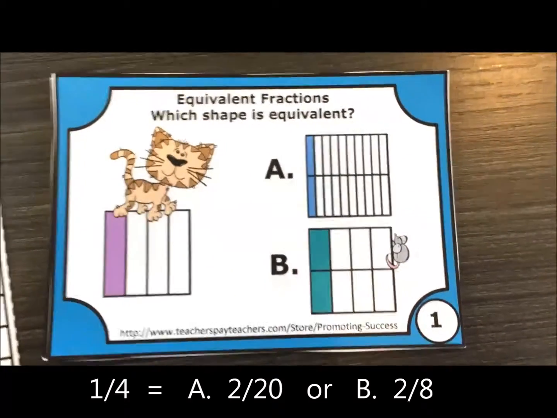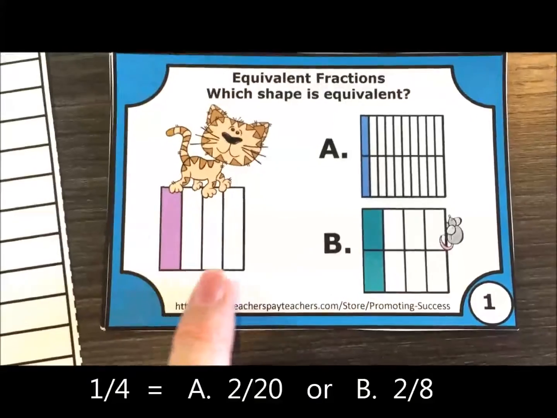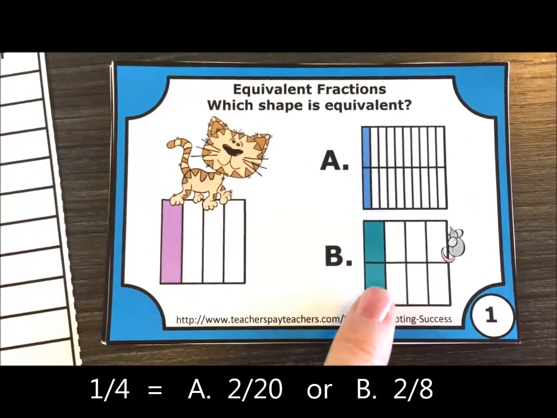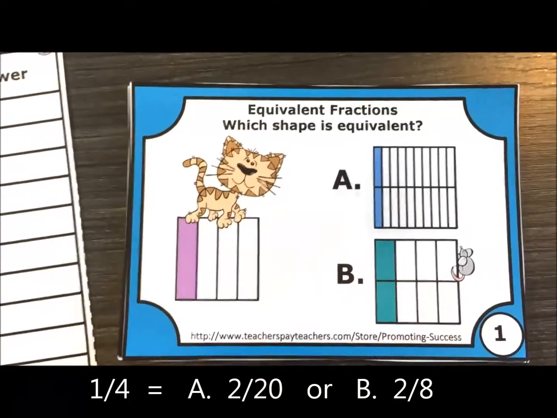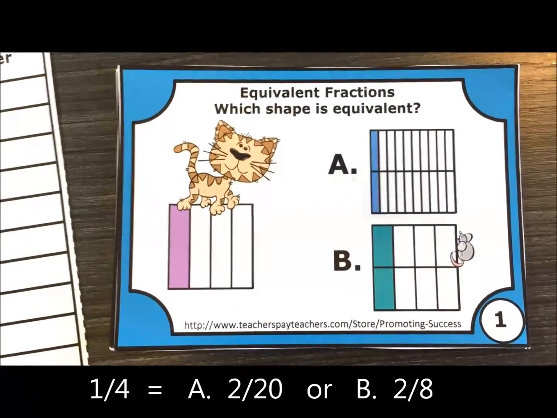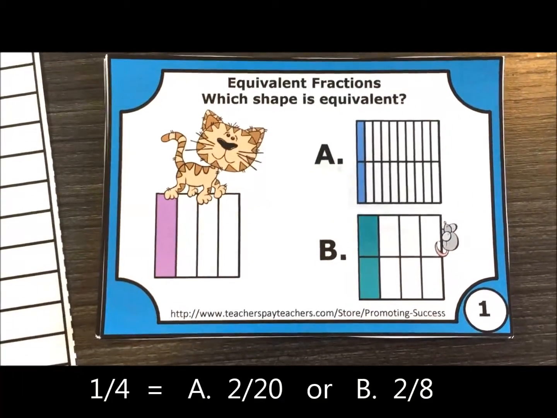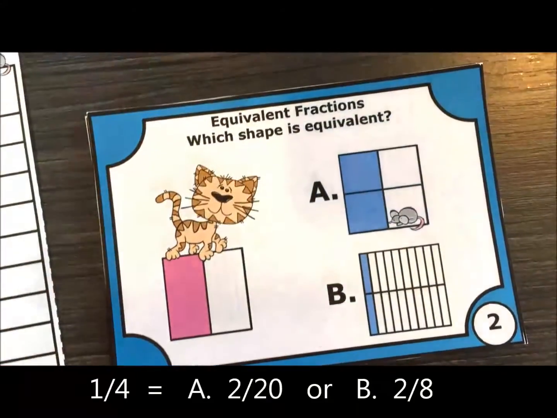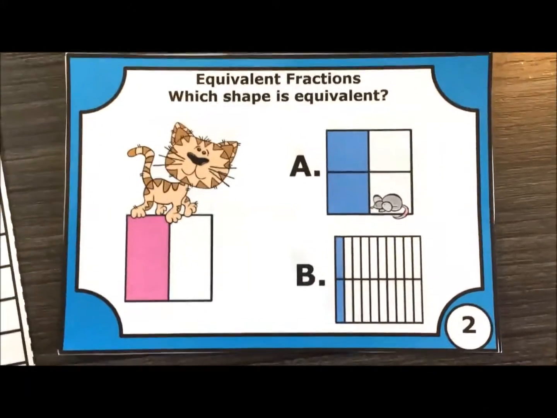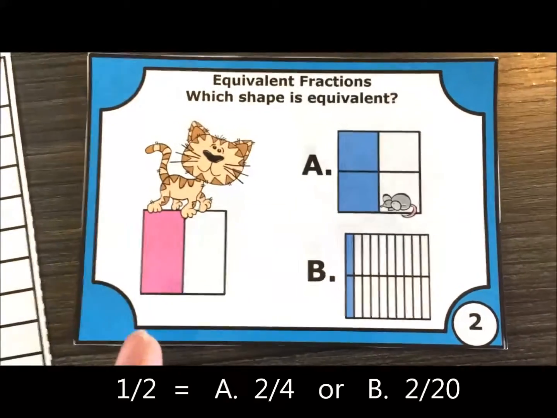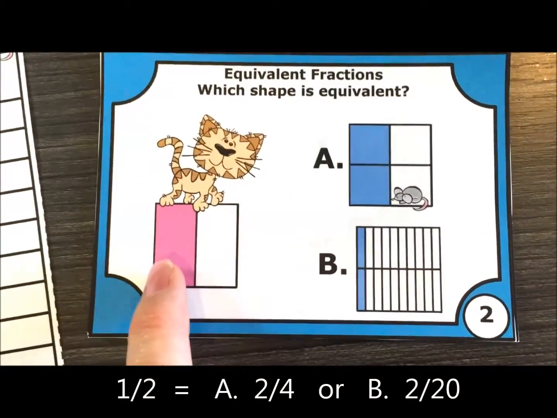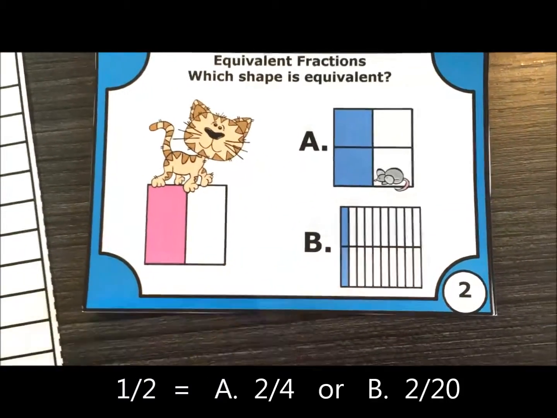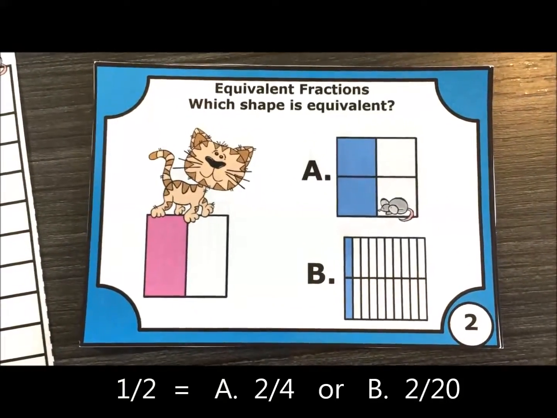Which shape is equivalent? The kitty cat is on a shape. Is A or B the same size shaded part as the sample? Write your answer on number 1, A or B. Number 2, the kitty cat's on a shape where it has 1 out of 2 parts shaded, 1/2. Is A or B the same shaded amount?